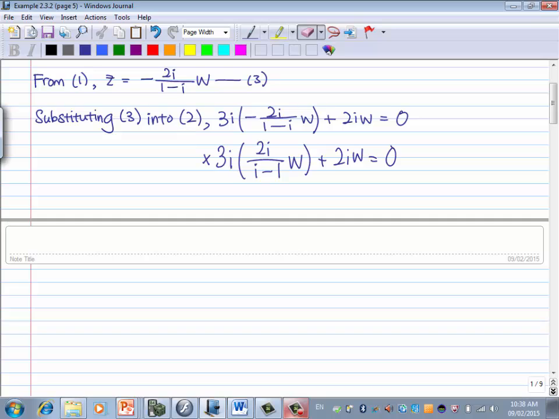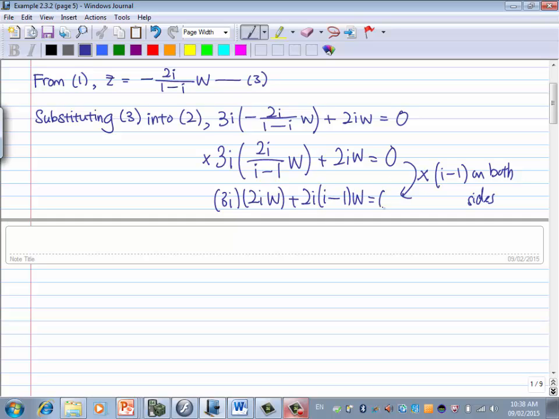So what I'm going to do is, from here to the next step, multiply by I minus 1 on both sides, so that at least there won't be a denominator, so to speak. Alright, so I have 3I times 2IW, plus 2I times I minus 1W equals to 0.